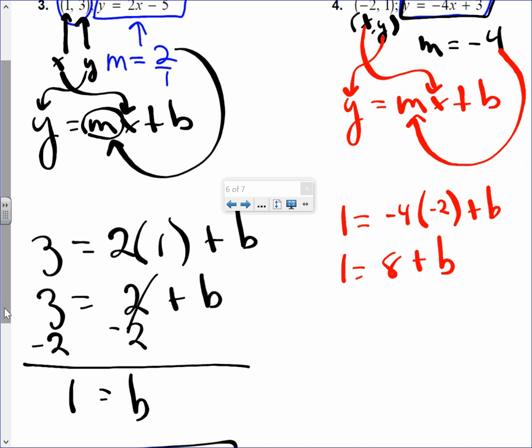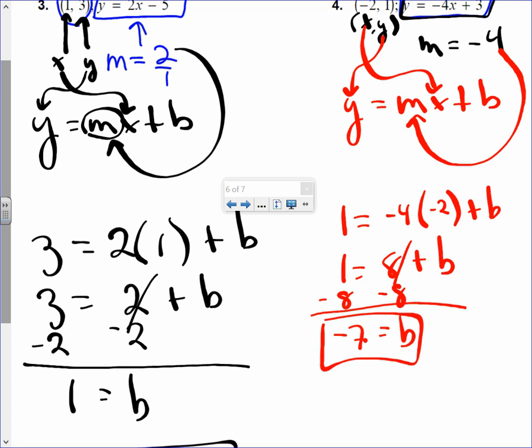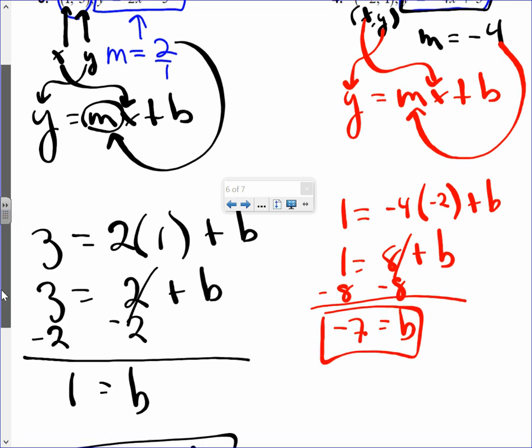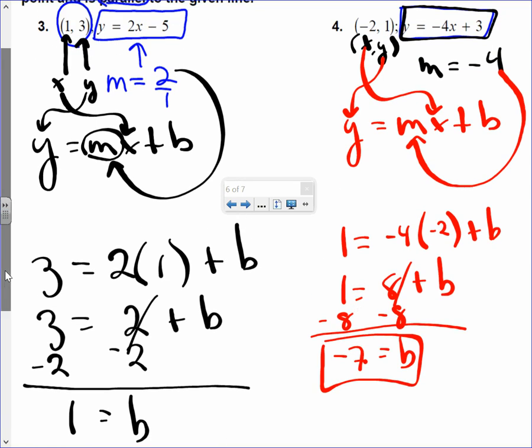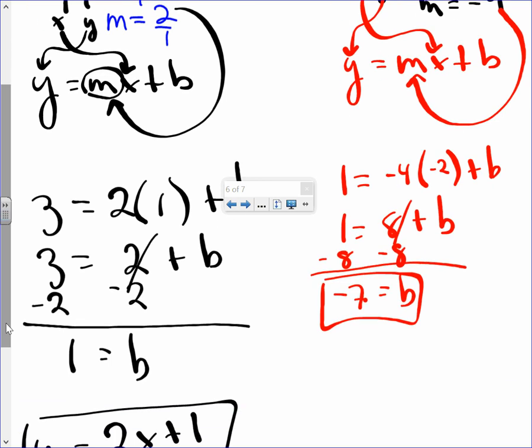Let's subtract 8 from both sides. b equals -7. We're ready to write the equation. Medina, give me the equation now. Y equals -4x plus... there's no x on the other side. Mx plus b.